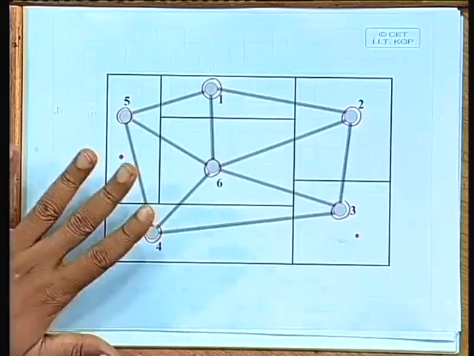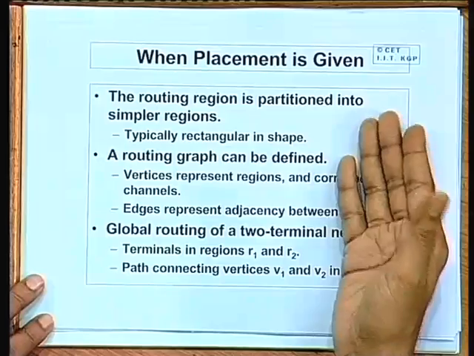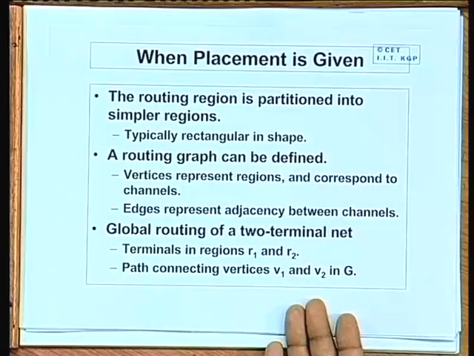So, this is one approach you can do if the only thing you have is your floor planning. The idea is that global routing need not wait till the actual placement is done. Global routing you can do slightly earlier also. But if the placement is given, then we will do exactly what I have just mentioned.